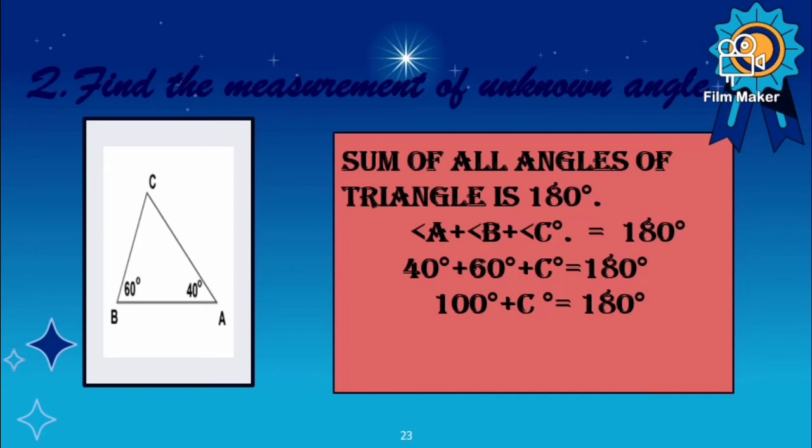Now how can we find the angle C? Angle C is equal to 180 minus 100, and it is 80 degree. Means angle C is equal to 80 degree. And when we add 100 plus 80, we will get 180 degree. So it's proof that in angle ABC, the sum of all the angles is 180 degree. And angle C is an unknown angle, and the measurement of this unknown angle is 80 degree.